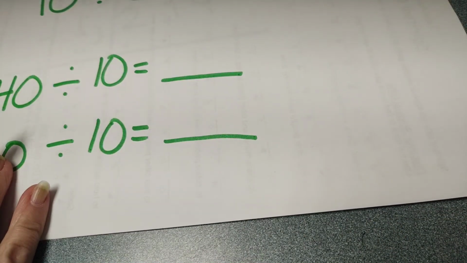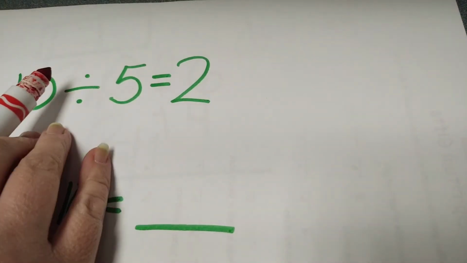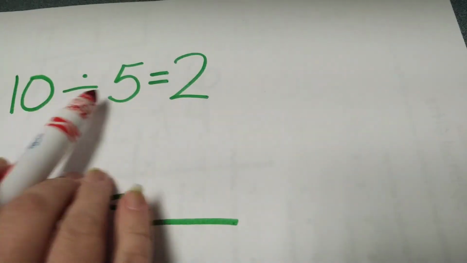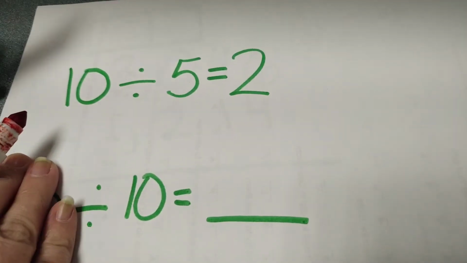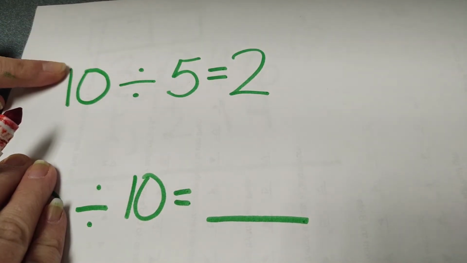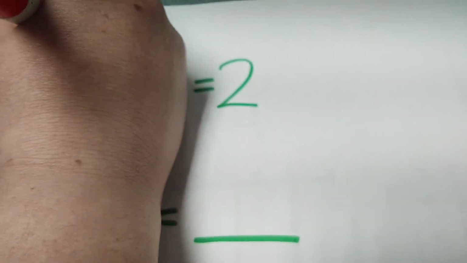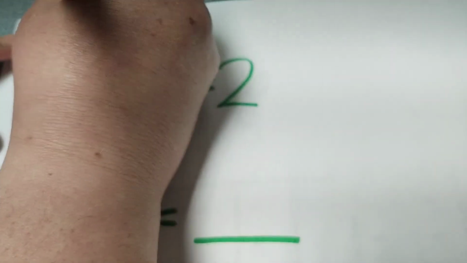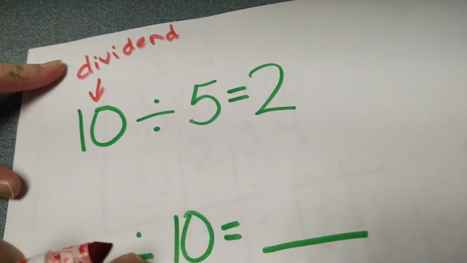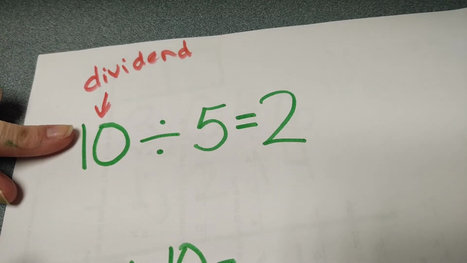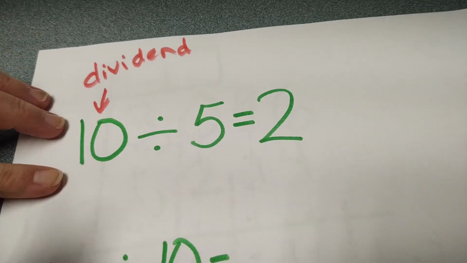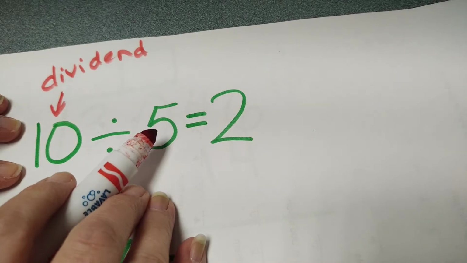The next thing that we had talked about were the parts, the terms of division, okay? So the big number that we are going to be dividing is the dividend. That is a dividend, okay? So you can think of the word dividend because that's the number we are going to be dividing, okay? The next number is going to be the divisor.